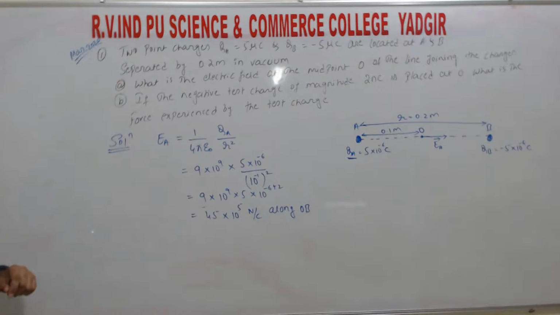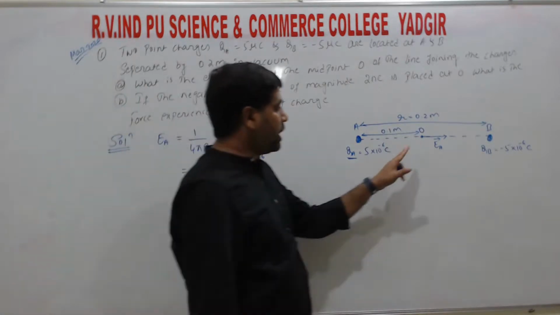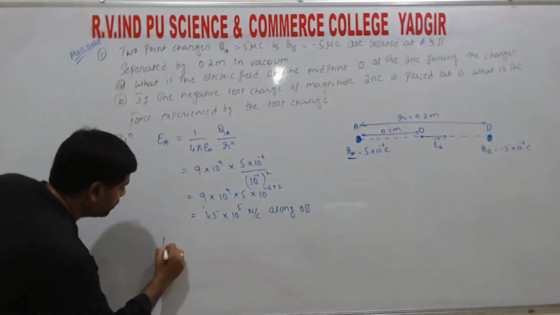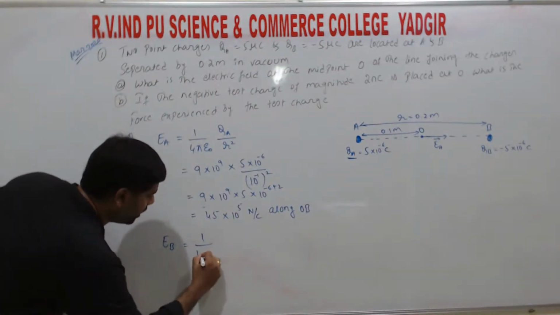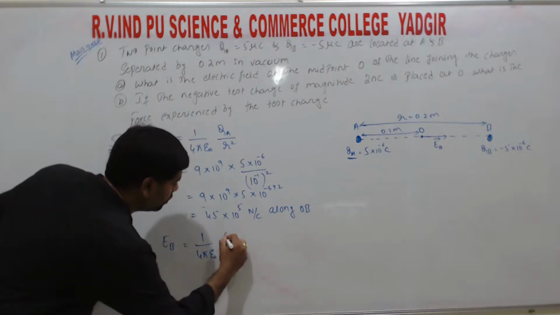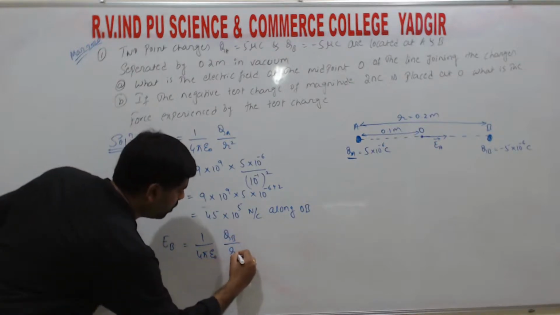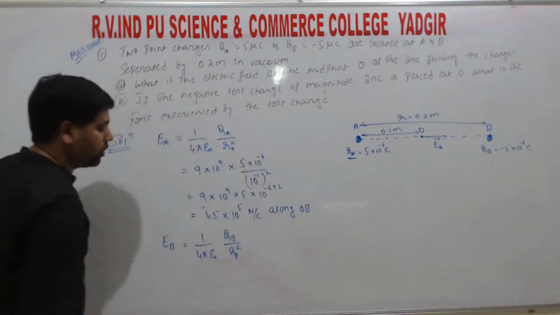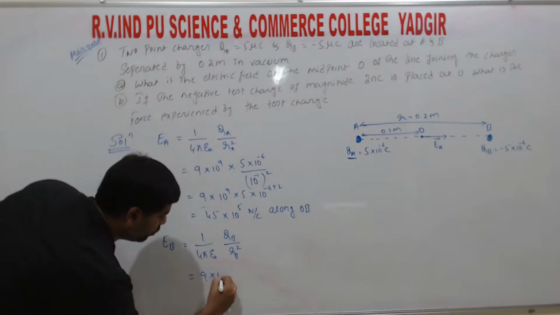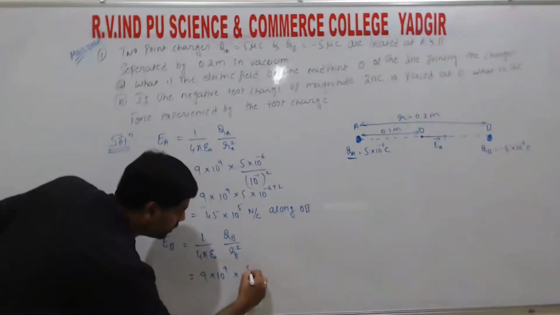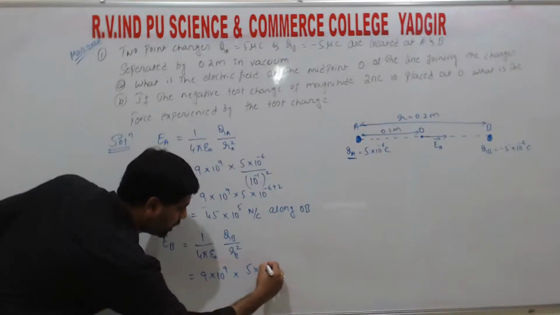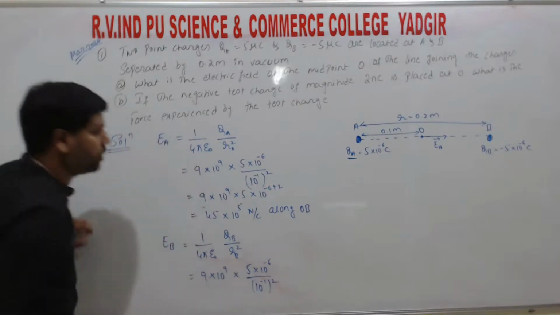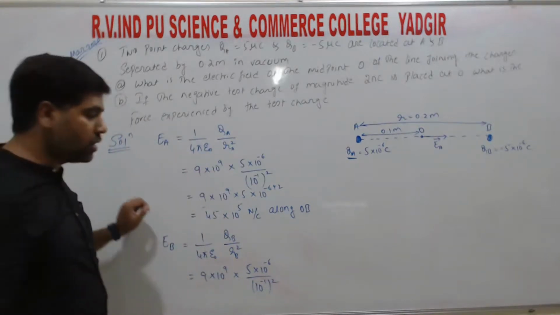Next, electric field at O due to QB, right? In the same way, EB is equal to 1 divided by 4 pi epsilon naught, QB divided by RB square. So here the value is 9 into 10 to the power of 9. QB value, we have taken only the magnitude, 5 into 10 to the power of minus 6, divided by 10 to the power of minus 1 whole square, right? So both the magnitudes are the same.